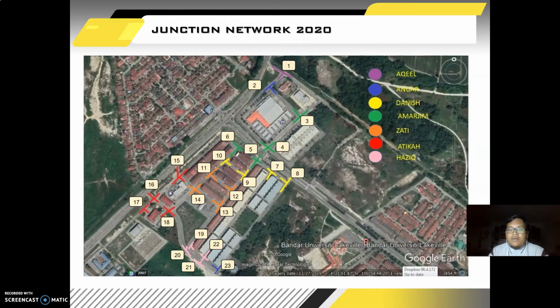This is from Google Maps, where you can see the intersections that I took to combine in Sidra. They have 25 intersections including roundabouts and traffic lights. So that's all for my presentation. Thank you.